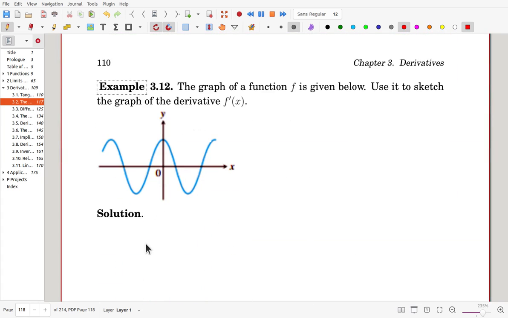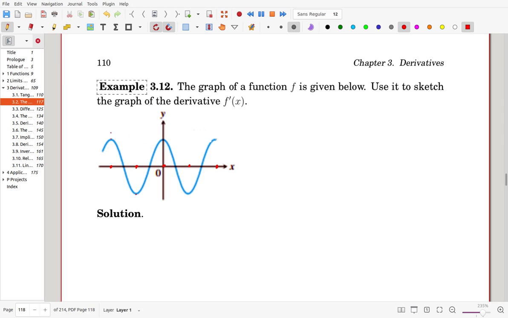Let's do one more time. f is given. Now we'll use it to sketch the graph of the derivative. Again, at this point, the slope must be 0, which means that the derivative is 0. Again here, the slope must be 0. Again here, the slope must be 0. Again here, the slope must be 0. And it looks like at the end here, the slope must be 0.